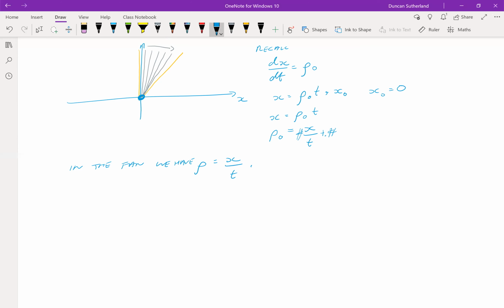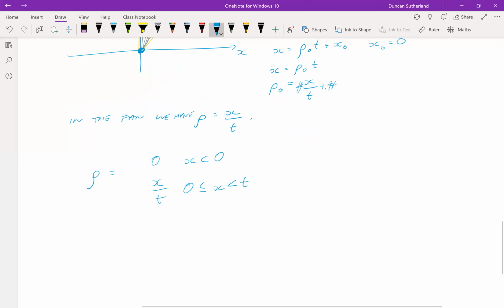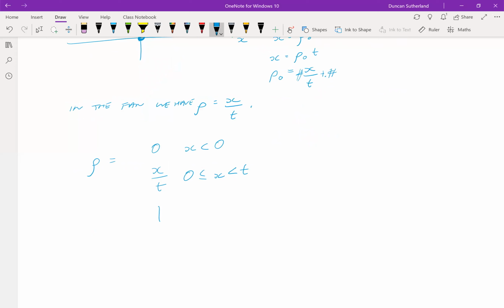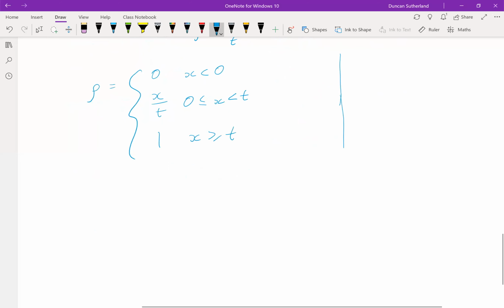So let's now write out our complete solution. Rho equals 0 for x less than 0. Rho equals x on t for x greater than 0 and less than t. And 1 for x greater than t. So that's our expansion wave solution.